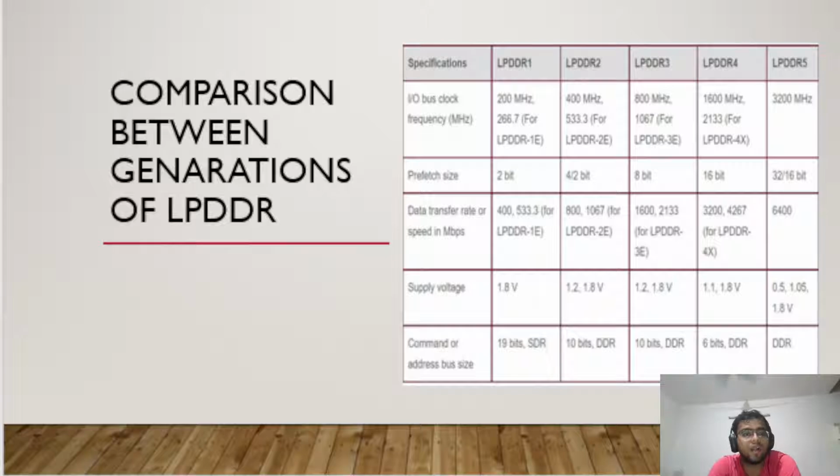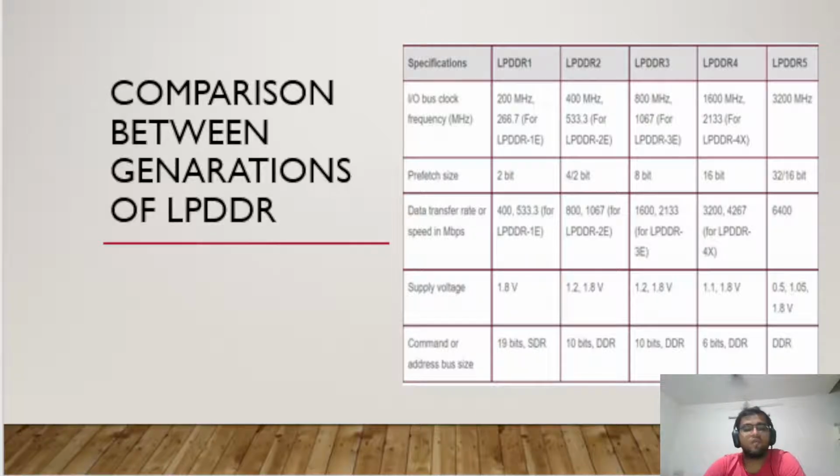Right? The command or address bus size we see in the various generations: LPDDR1 16 bits, SDR, then LPDDR2 10 bits DDR. SDR and DDR are somewhat the same. SDR means single data rate and DDR means double data rate. In LPDDR1 there is single data rate of 19 bits. Then from LPDDR2 you can see there is a DDR rate. So 10 bits in LPDDR2, 10 bits in LPDDR3, and 6 bits in LPDDR4. And there is only DDR in LPDDR5.